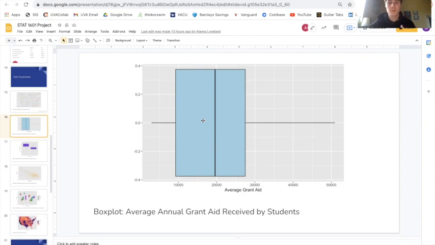Now, if we look at this middle line here, that represents the median grant aid received by students, which is around $19,000 a year. And then moving to quartile 1, we have around $9,000 of grant aid. In quartile 3, we have around $27,000, $28,000 of grant aid.